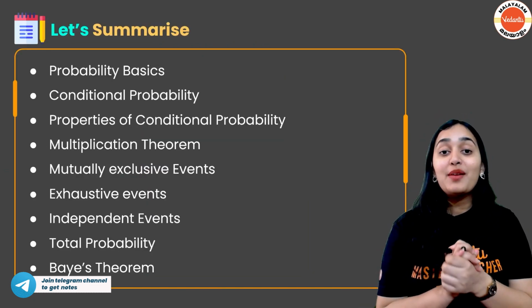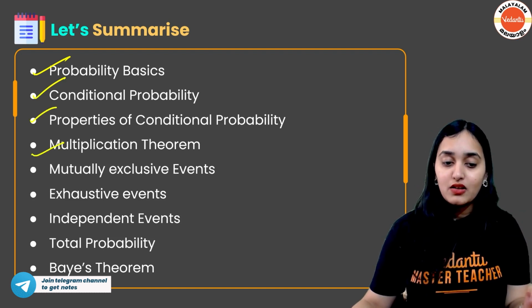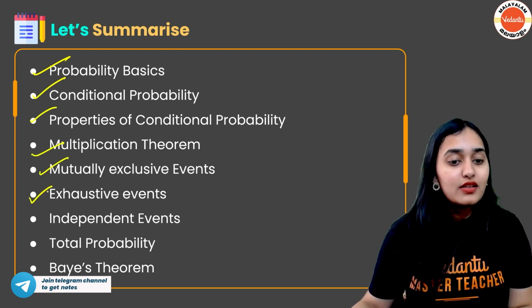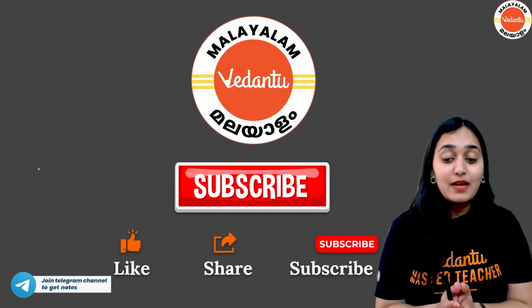Alright, so we have completed the chapter with probability basics, conditional probability, properties, multiplication theorem, mutually exclusive events, exhaustive events, independent events, total probability and Bayes theorem. So all the best for your KEAM exam.